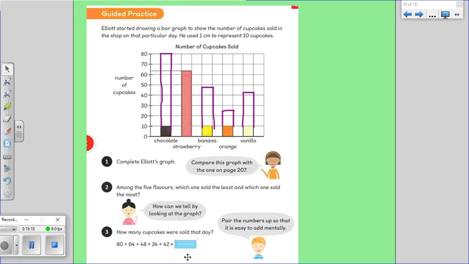I would add 80 and 24 together, and that gives me 104. I would then add 64 and 42, and that gives me 106. So I can add those two amounts together to get 210. Then I've got to just add that 48 on, which gives me 258. So there were 258 cupcakes sold. If you don't feel confident working those out mentally, then you can always write them down and use column addition as well to help you.